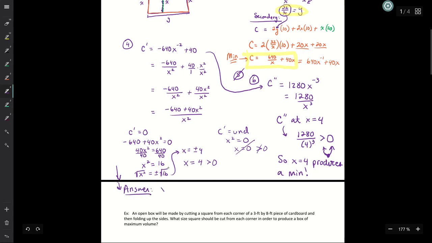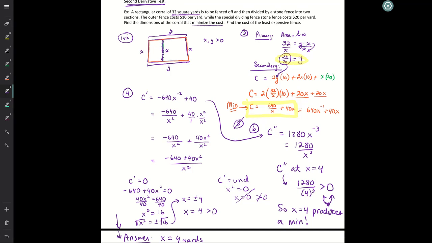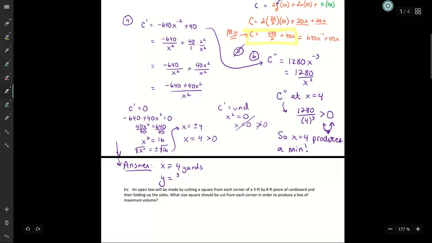All right, we have x equals 4, and this was in yards. Okay, so we've got that. I'll go ahead and write that out. 4 yards. All right, what does that mean? y was originally 32 over x, so 32 over 4 would end up being 8 yards. So we've got 4 yards by 8 yards being the dimensions.